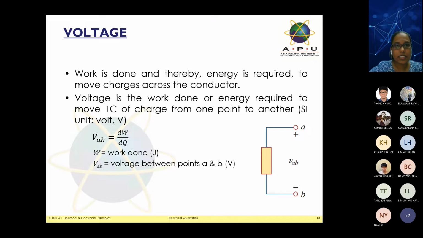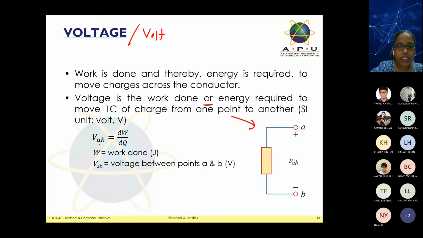These equations: voltage is the work done, or the energy requested, to move one coulomb, it means one charge, from one point to another point. As usual, how you move your things from one point to the next point, the same thing applies to your schematic, your circuit diagram. This is where they use the term volt. Take note, they also say voltage, they also say volt. Both are the same.